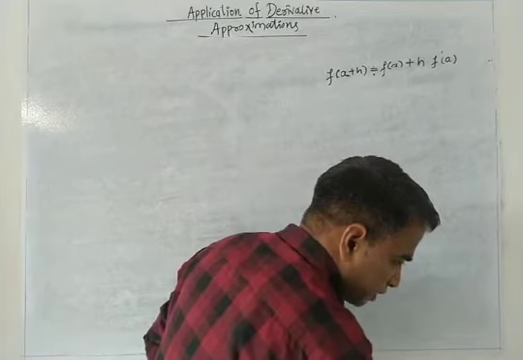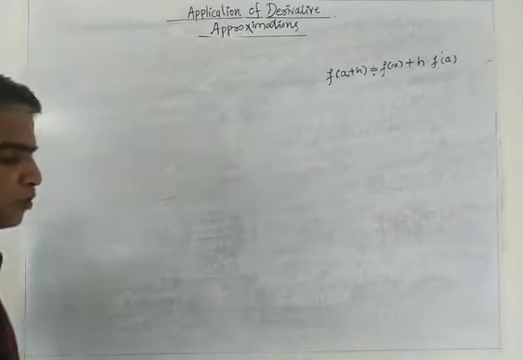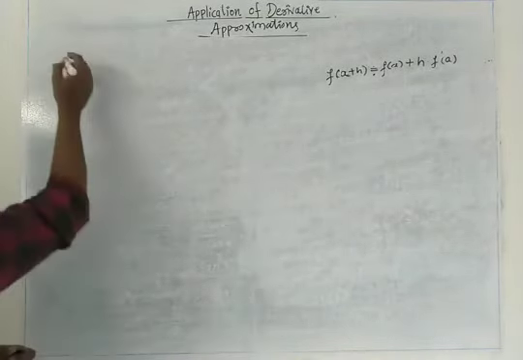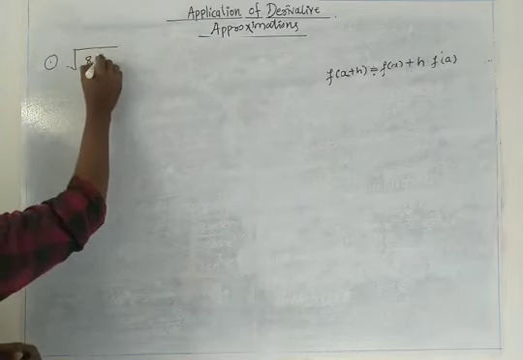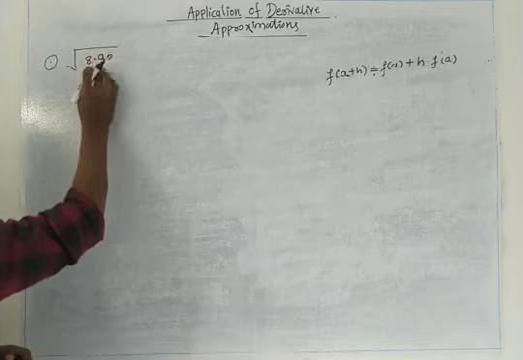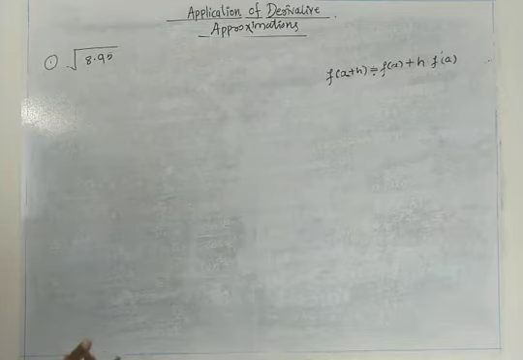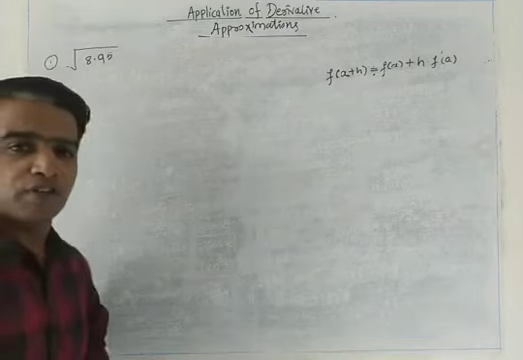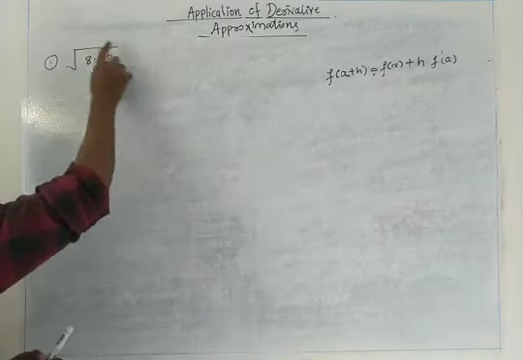So let's begin with examples one by one. The first example is to find the approximate value of the following function: under root 8.95. Now it is a root. So first, we always have to understand what the function is. Function means the part that remains after removing the value. Here the value is 8.95, so instead of that, root is the function.